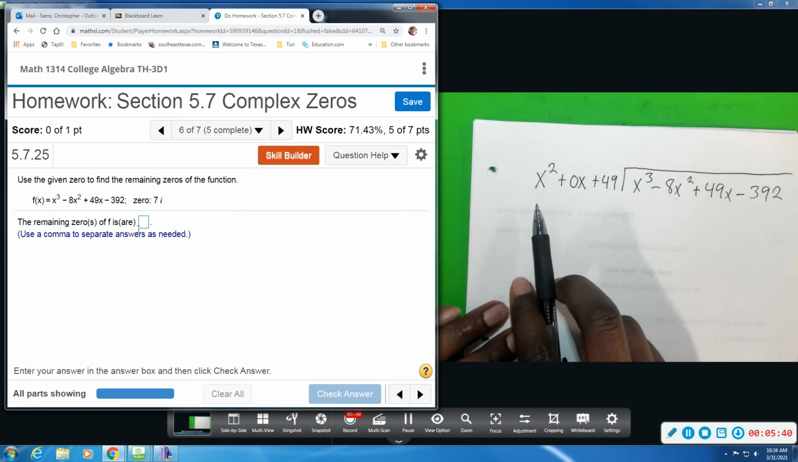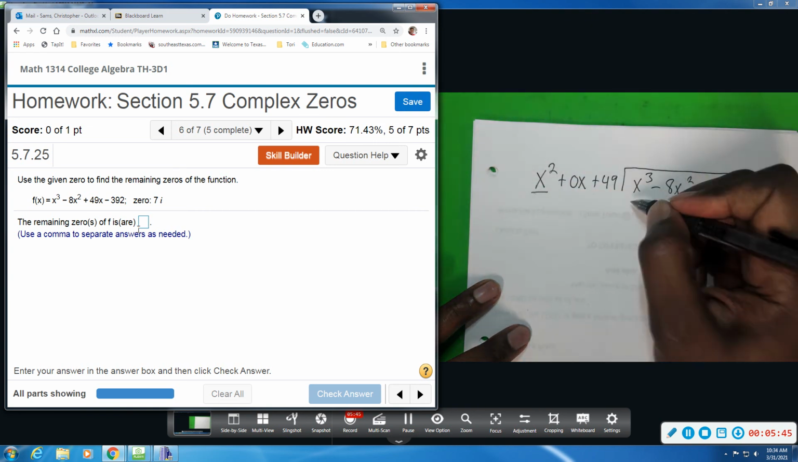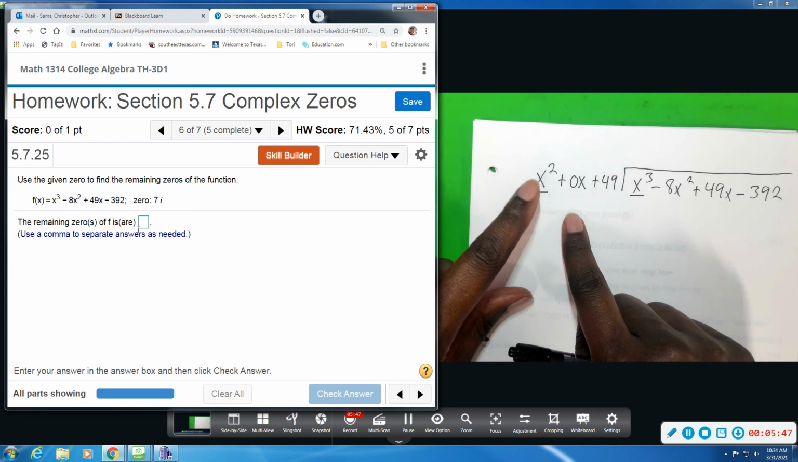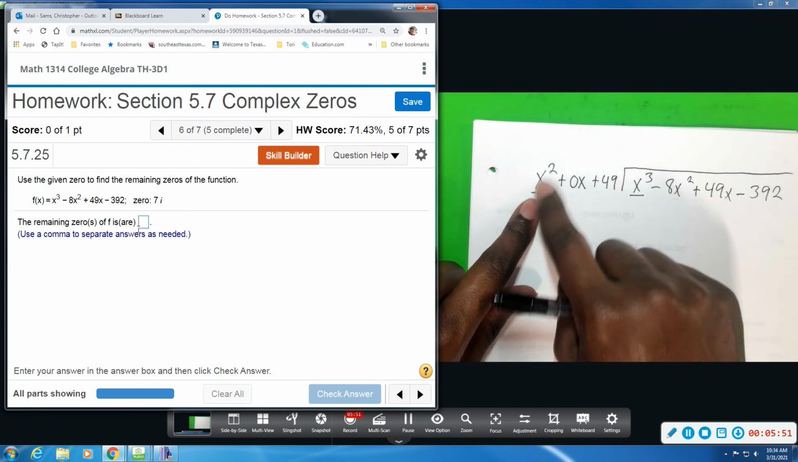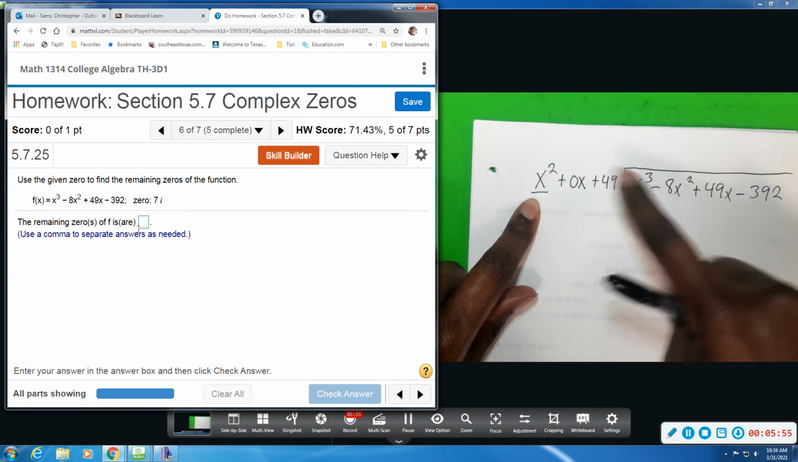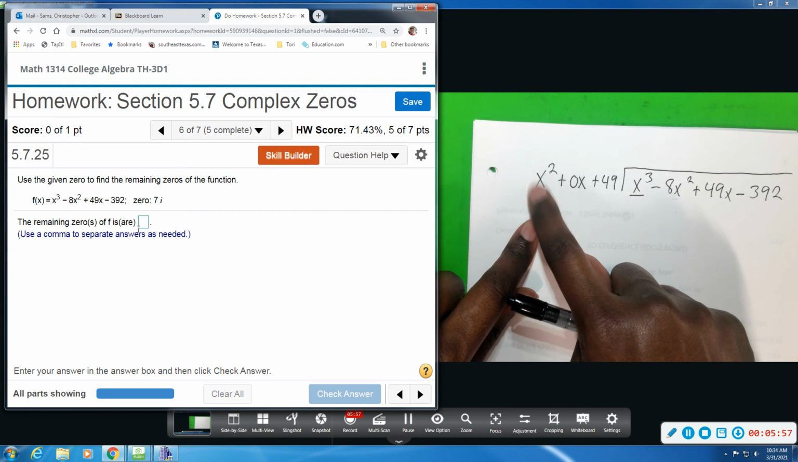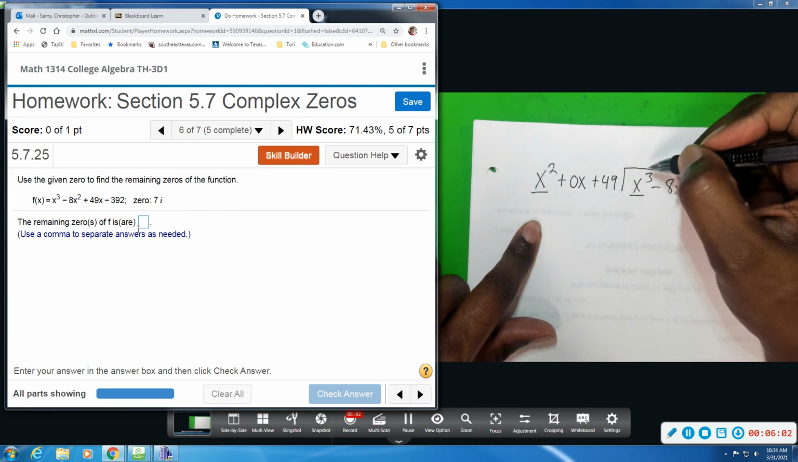Okay, so when we're doing long division, we only focus on the front term, these two. So I want to know if I have x squared, which means I have 2 x's, I want it to be the same as this, 3 x's. How many more would I need? What would I need to multiply this by so that it gets the same? Well, we would need to multiply by x.